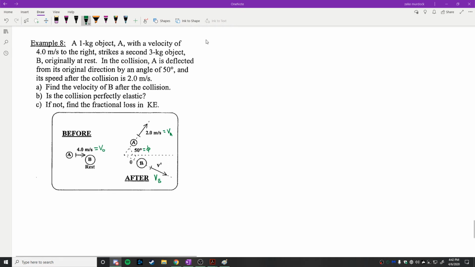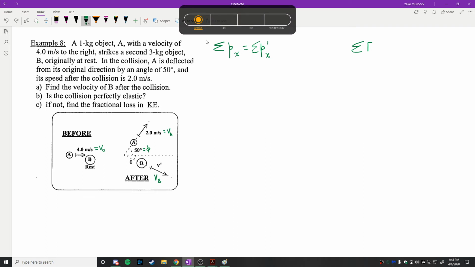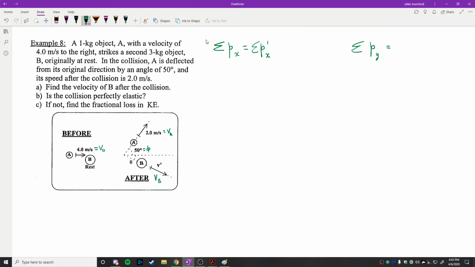Okay, so what we need to use to solve this problem is basically what we just wrote down. We need to conserve momentum separately in the x and y directions. So we're going to sum up all of the x momenta before the collision and say that it should be equal to the sum of all the x momenta after the collision. And then we'll do the exact same thing for the y direction over here. Not forces. The sum of all the y momenta before the collision should be equal to the sum of all the y momenta after the collision.